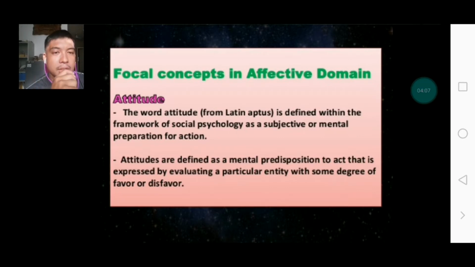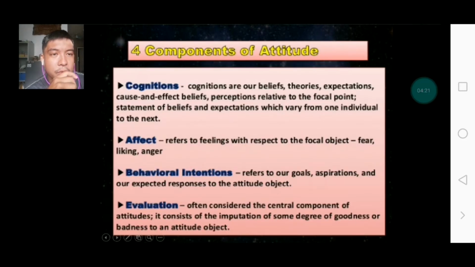But if the student doesn't want to learn, then the effort of the teacher in teaching that kind of learner will be useless. So there are 4 components of attitude: the cognitions, affective, behavioral intention, and evaluation. So these components are all under attitude.